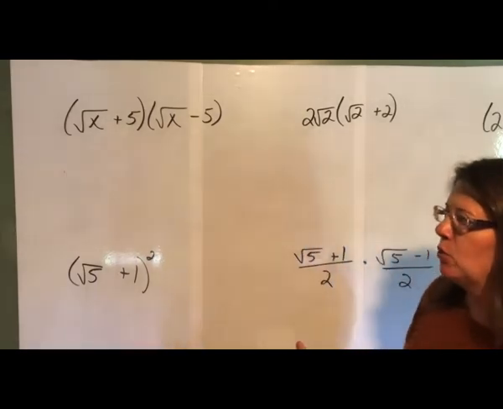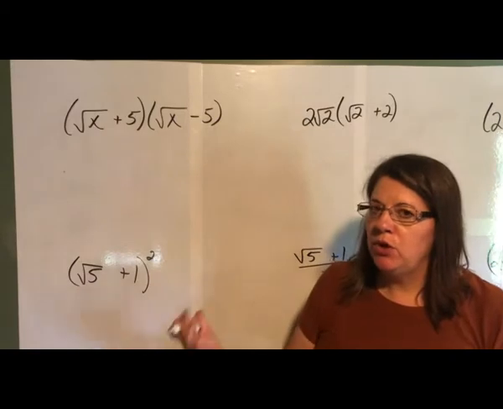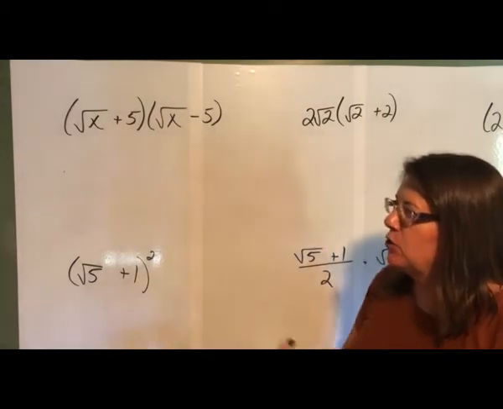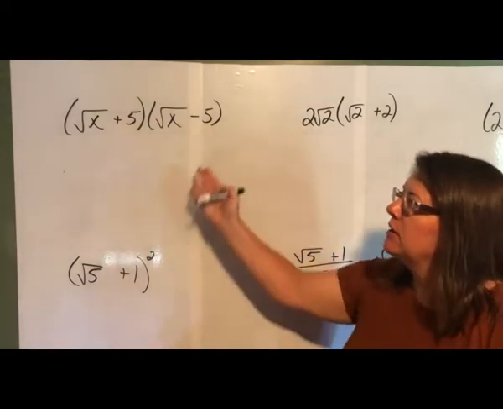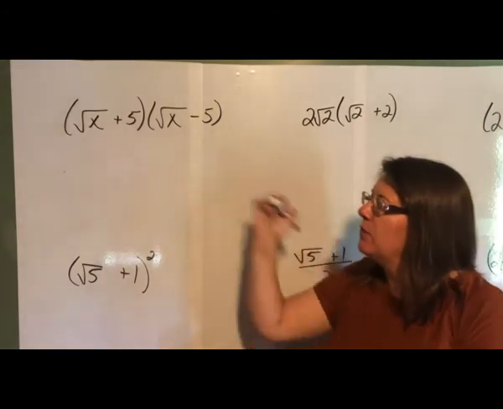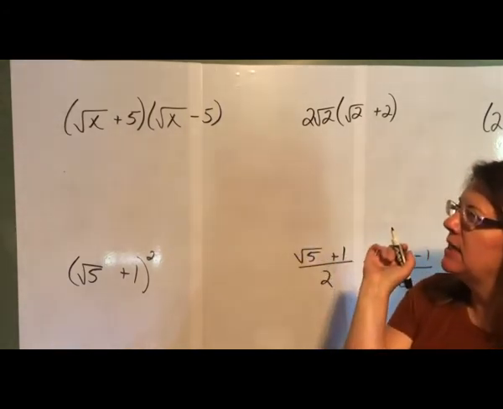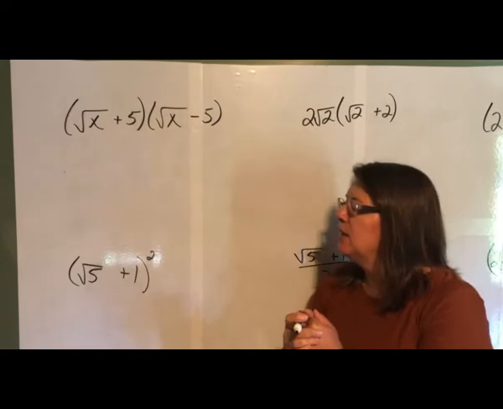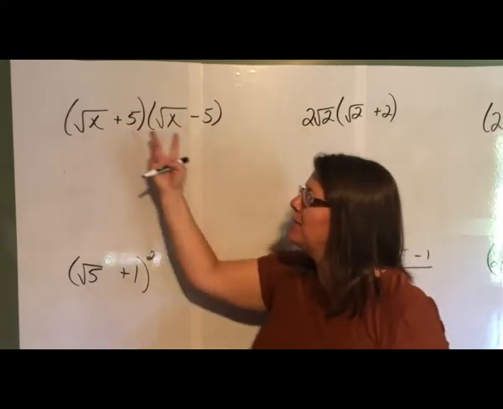Okay, next we're going to do some examples that combine some of the different operations. This will combine your work in Algebra 1 with the new things that we are learning now in Algebra 2 with radicals. So if you look at this one right here, we've got the square root of x plus 5 times the square root of x minus 5. Now you've got a binomial times a binomial.